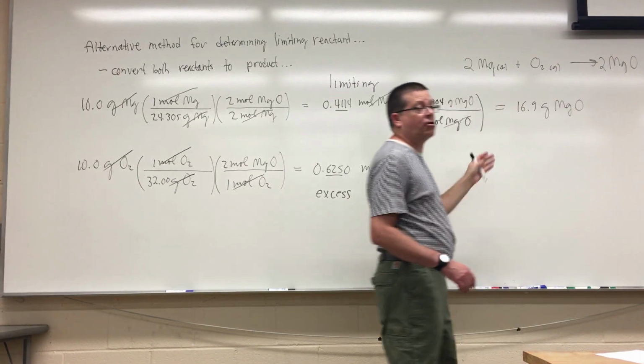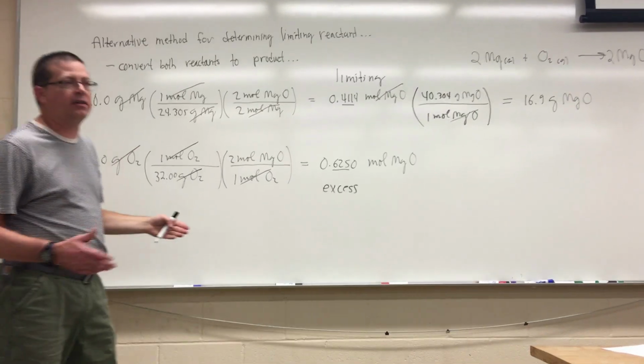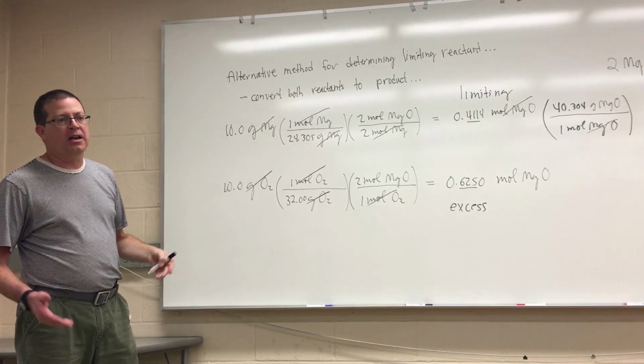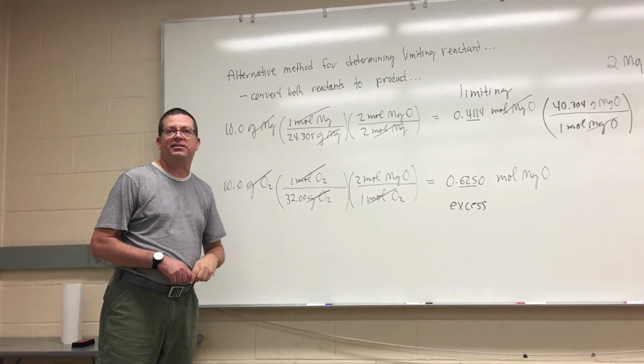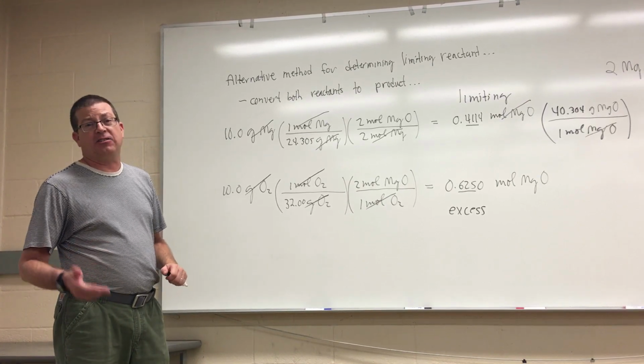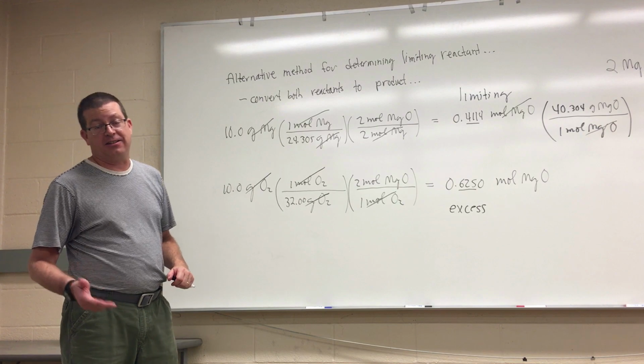All right, so that's an alternative way to get to the theoretical yield and also determine what the limiting reactant happens to be. So we're going to practice more with this in class on Friday, and we're also going to see how to calculate an excess amount of a reactant. So we'll see you then.